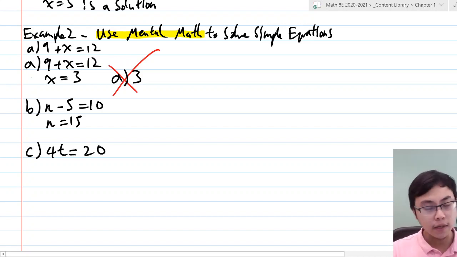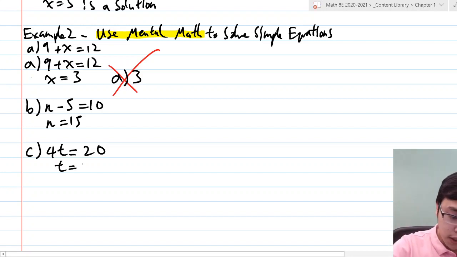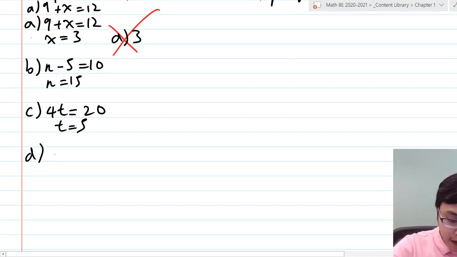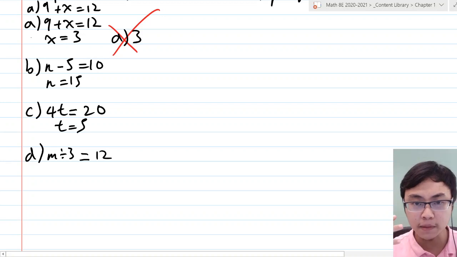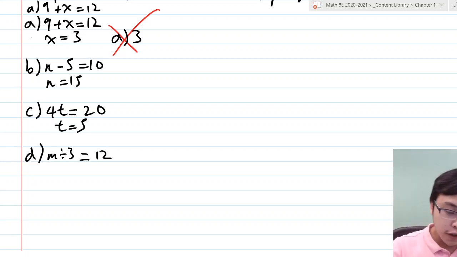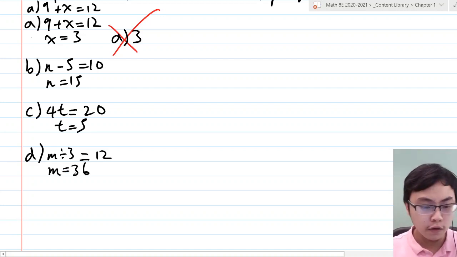And so how do I do this? I'm going to do this in my head. 4 times what is equal to 20? That's 5. So t is equal to 5. Same as D. For this question, we have m divided by 3 is equal to 12. I'm asking myself, what divided by 3 is equal to 12? 36. And so I'm just going to write down m equals 36. That's all. So very simple.